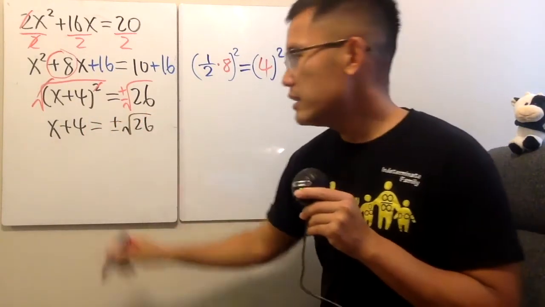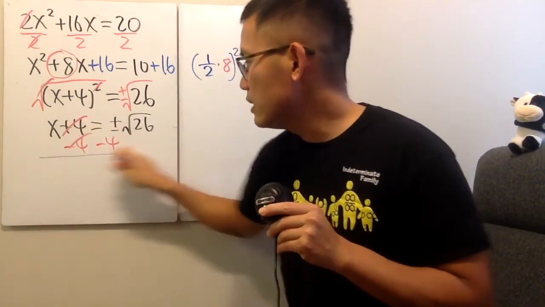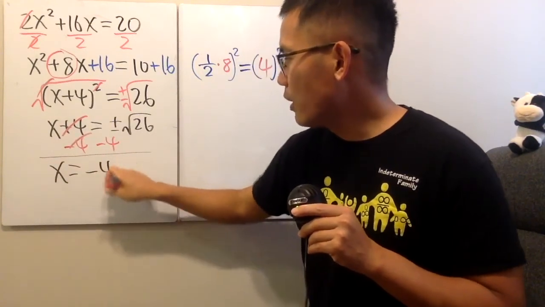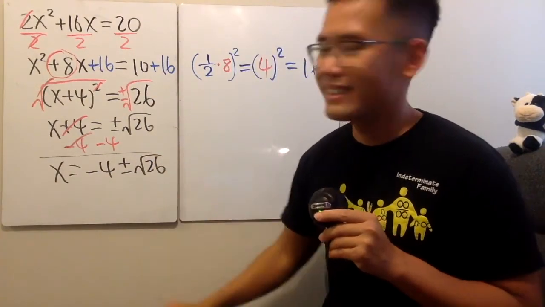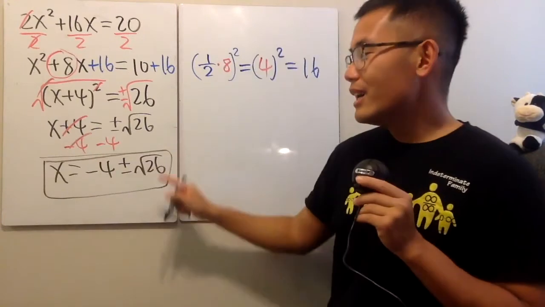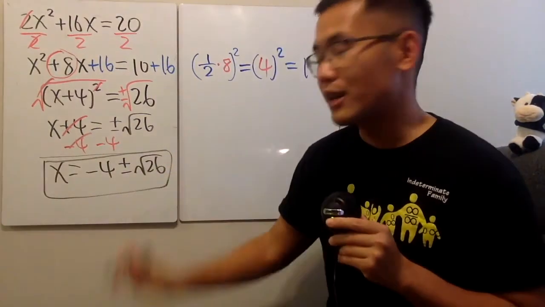And to finish this, we can just minus 4 on both sides. And we will see the final answer is just x equals negative 4 plus or minus square root of 26, like that. And unfortunately, or maybe I should say fortunately, the square root of 26 cannot be simplified, so you just leave it as how it is.